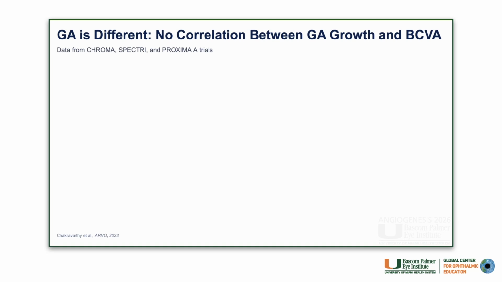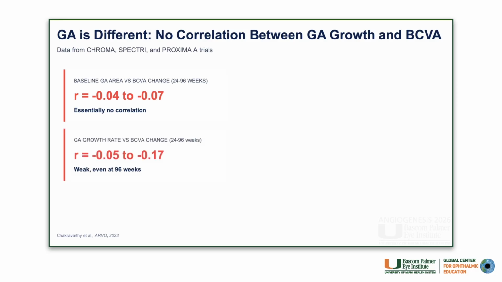Let's begin with data from the CHROMA, SPECTRI, and PROXIMA A trials. This analysis examined two correlations. The first was between baseline GA area and BCVA change over time, assessed at various weeks from 24 to 96. The correlations at different time points range from minus 0.04 to minus 0.07, indicating essentially no correlation.